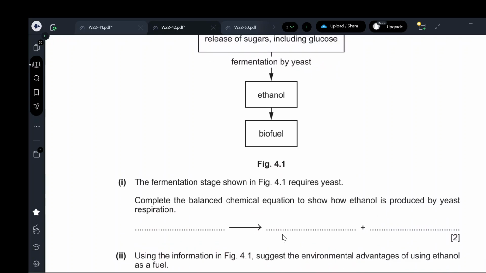Biofuel. The first question was: complete the balanced chemical equation to show how ethanol is produced by the yeast. So I want the equation for anaerobic respiration. It is glucose, C6H12O6, which will give me two ethanol molecules, two C2H5OH, and two carbon dioxide. Two alcohol, two carbon dioxide.